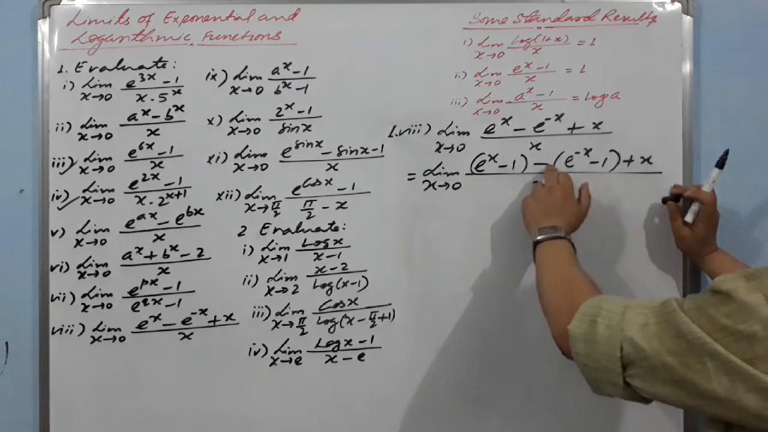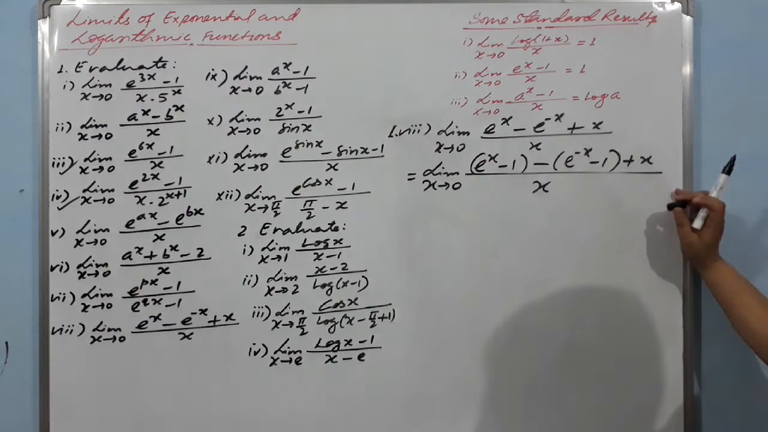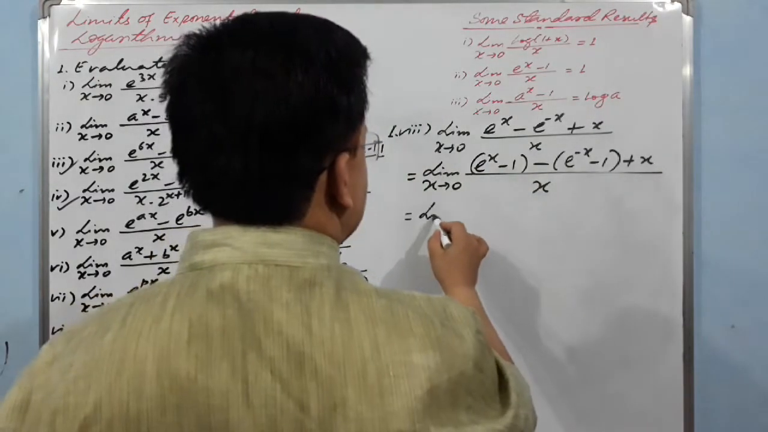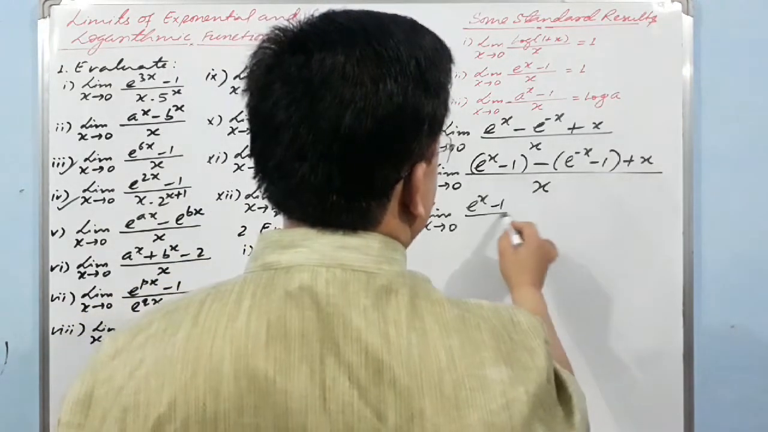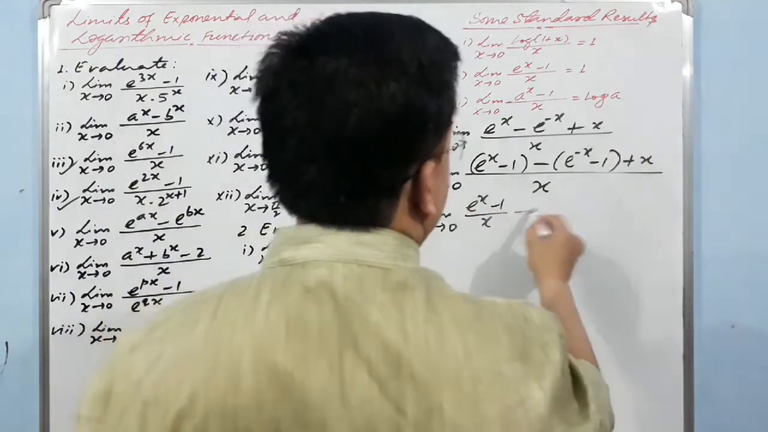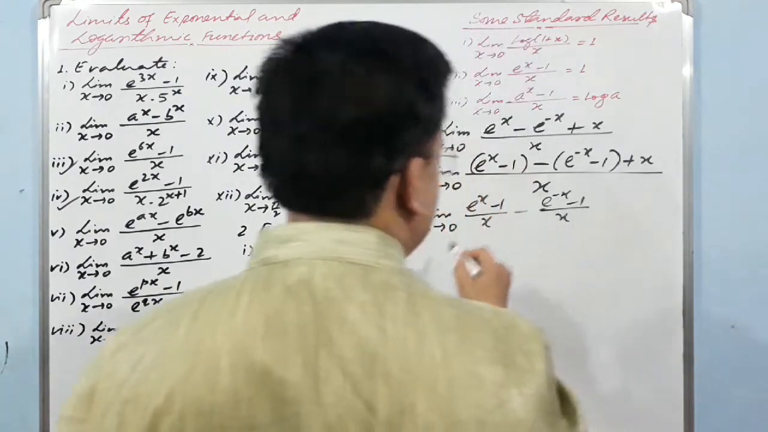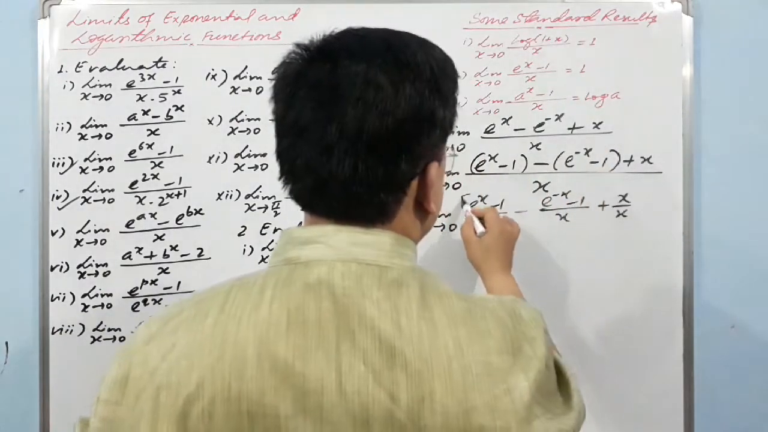e raised to power x minus 1 minus e raised to power minus x plus 1, yes, minus 1 plus 1 will cancel each other, no problem. You can just write limit x tends to 0 of (e raised to power x minus 1) over x minus (e raised to power minus x minus 1) over x plus x over x.